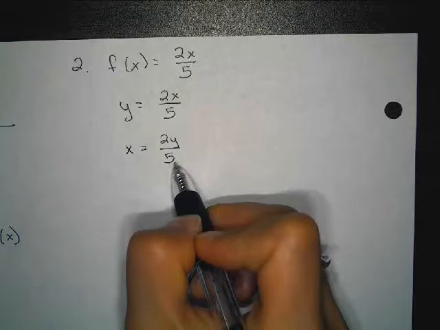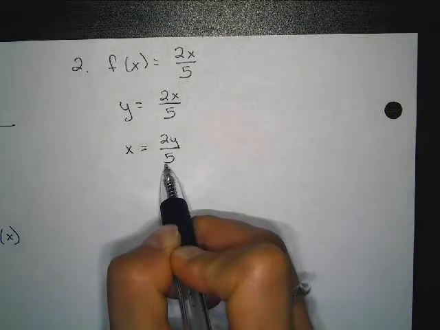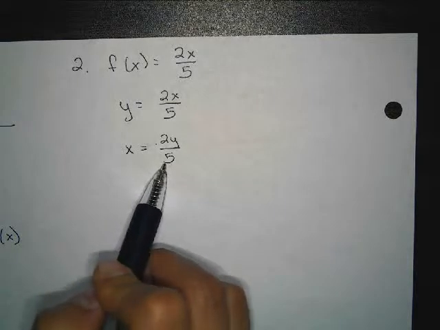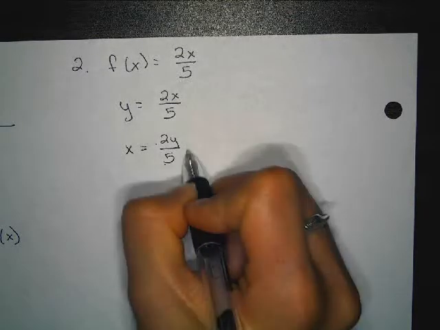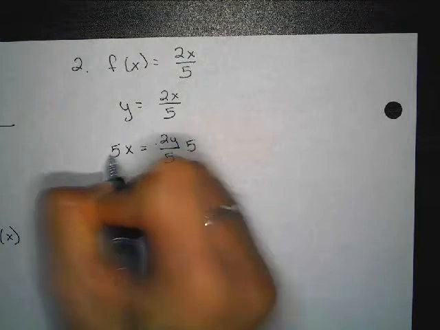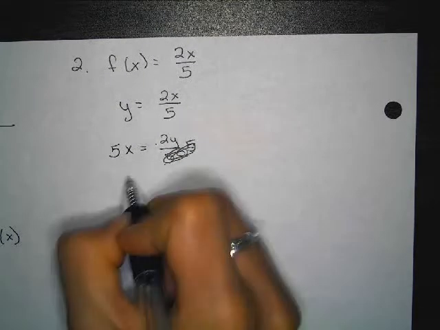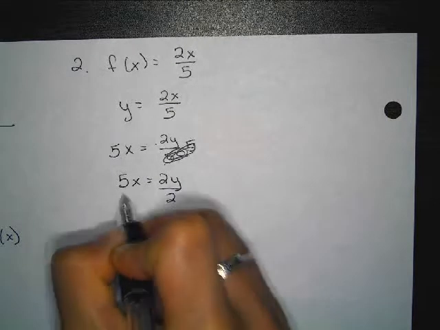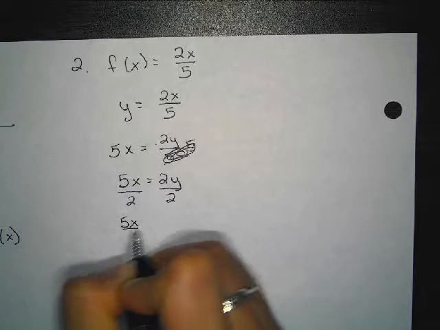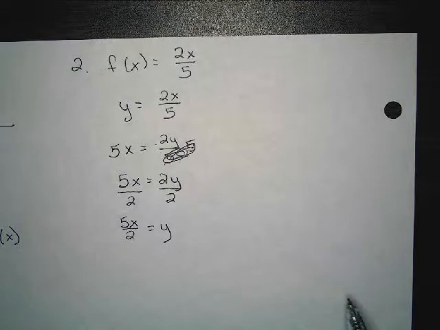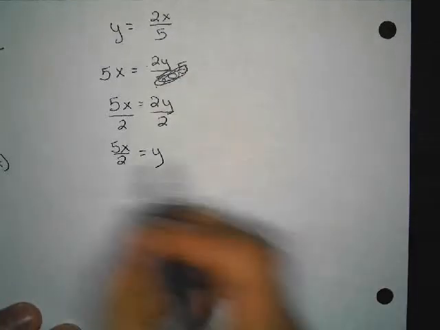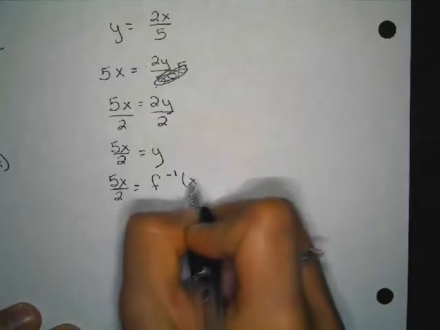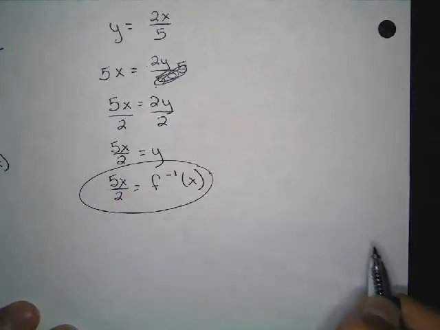To get y by itself, we need to get rid of this denominator here. And if you think about this, this is 2y divided by 5. So to undo that, we have to use the inverse of division, which is multiplication. So I'm going to multiply both sides by 5. So that'll become a 1. So now I have 5x equals 2y. Now I can divide by 2. So 5x over 2 is y. But again, we have the inverse, so we're going to switch that y into the f inverse of x. So that is your final answer.